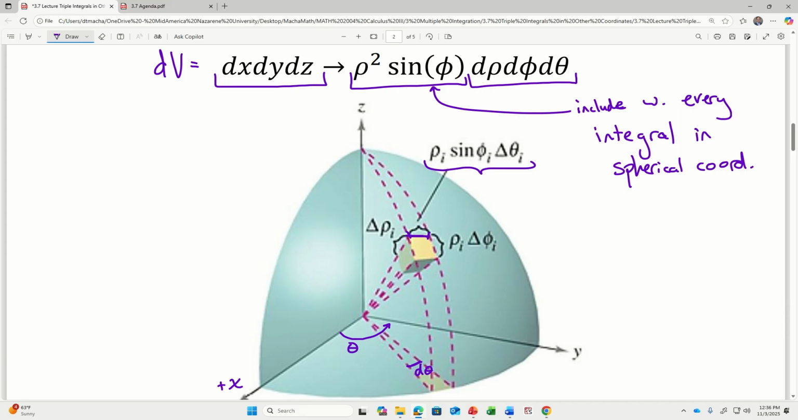So now to find the volume of the box, you multiply the three sides of the box together, and you end up picking up a rho squared sine of phi.